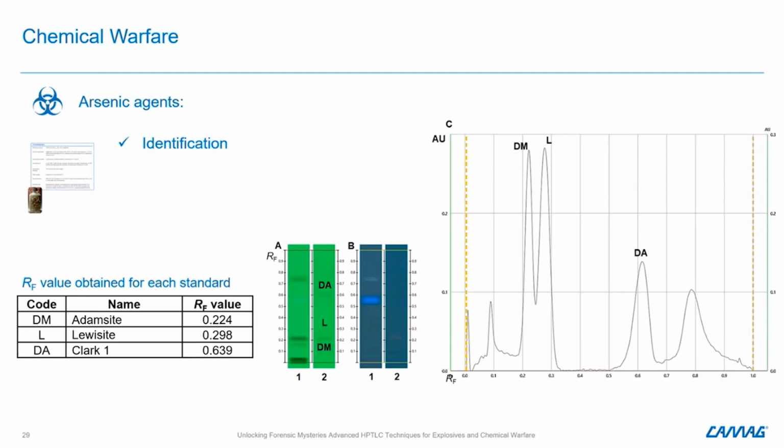Then the last class is the arsenic agents. So for the identification part, we have here the RF value obtained for each substance, and you have the HPTLC fingerprint here. And you see that actually at 254, after the development, you can detect the 3 substances. So you have the DM, then the L, and the DA. On the right side, you have the peak profile from the scanning densitometry.